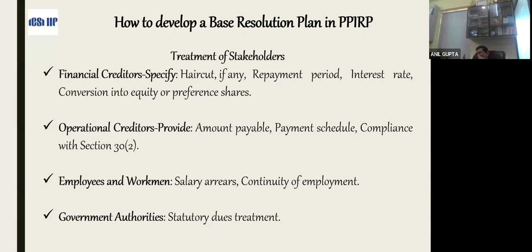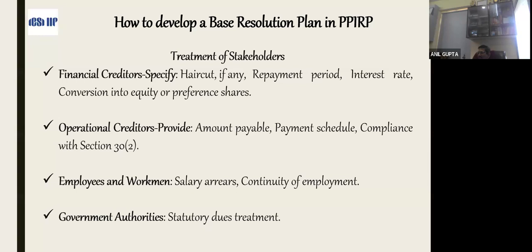Treatment of stakeholders. From the financial creditor, you have to specify how much haircut, if any. Sir, this is the total amount I have taken with interest accrued, total 55 crores. I will pay only 40 crores. The remaining amount, waive that.